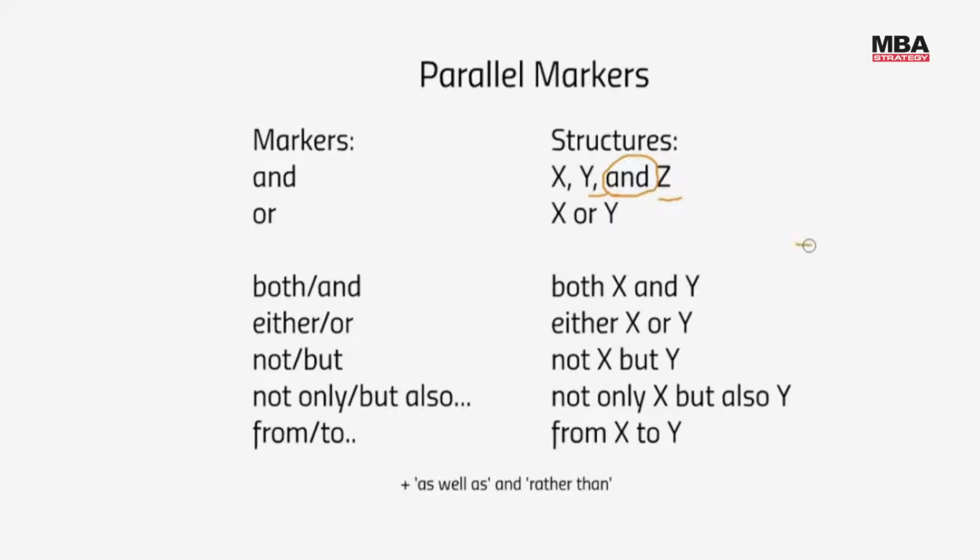Correlative conjunctions are also parallel markers. These 5 are used very often. As well as and rather than also require parallelism. And finally, many idioms require their elements to be parallel too. For example, to substitute x for y or to mistake x for y.